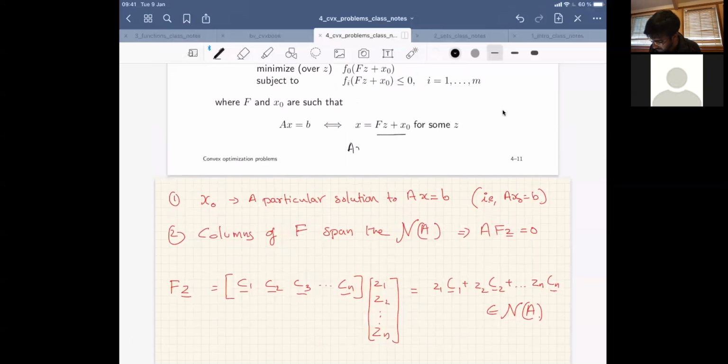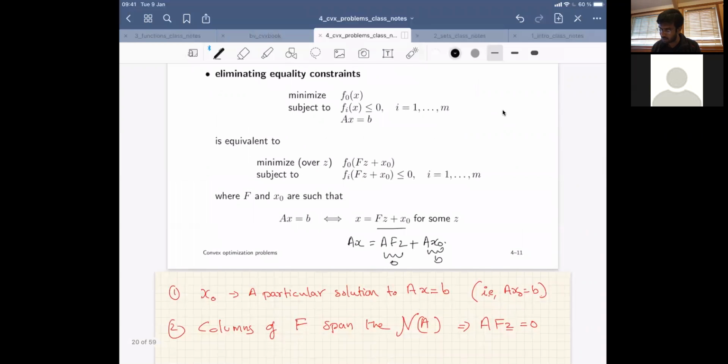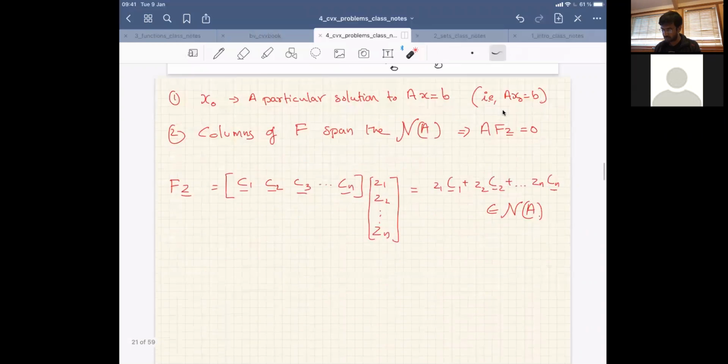In conclusion, here we have F. If I take Ax, this will be A times Fz plus A times x0. The first term has to be 0, and the second should be b, so this is like Ax equals b. Then you can replace x with this expression. So this is an equivalent problem where we eliminate the equality constraint.